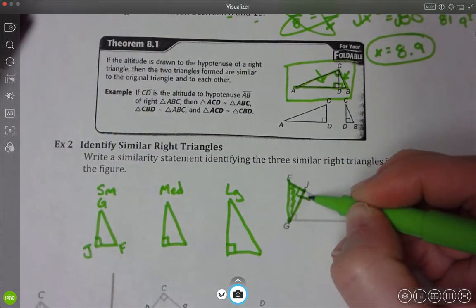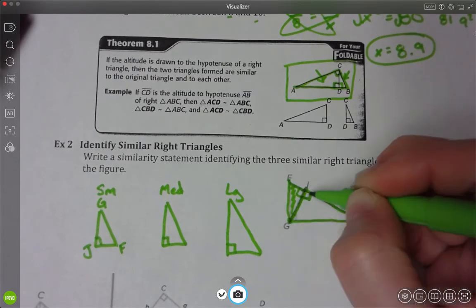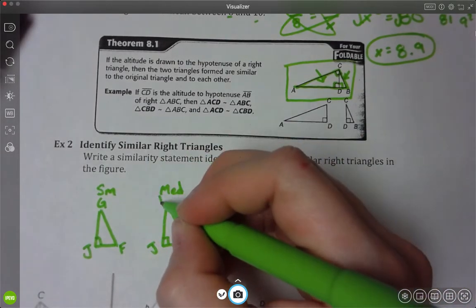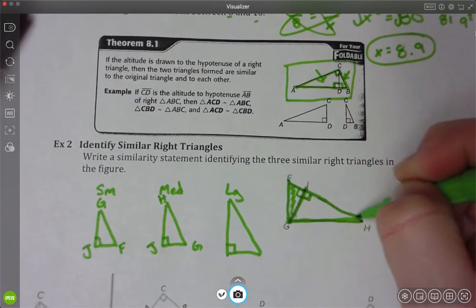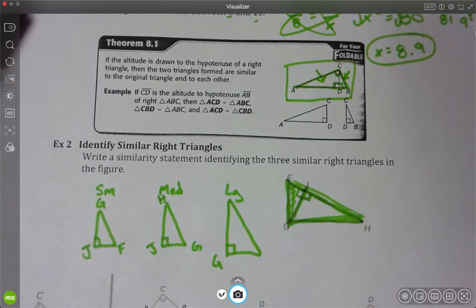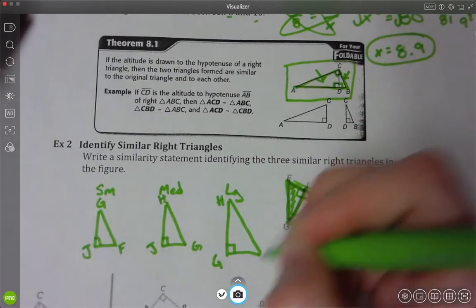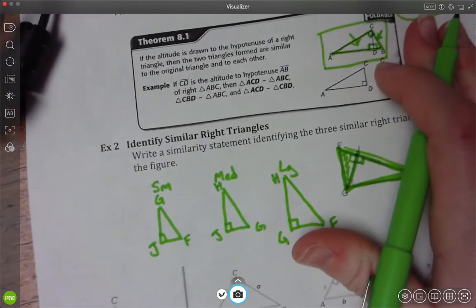For the medium size one, here's my 90-degree angle, but I'm looking at this triangle here. J is going to be the 90-degree angle. H is the tall side, and G is the bottom side. For the large triangle, the overall outside one, G in that case is my 90-degree angle. My tall side is H, and F is my bottom side. So that's kind of one way of doing that.